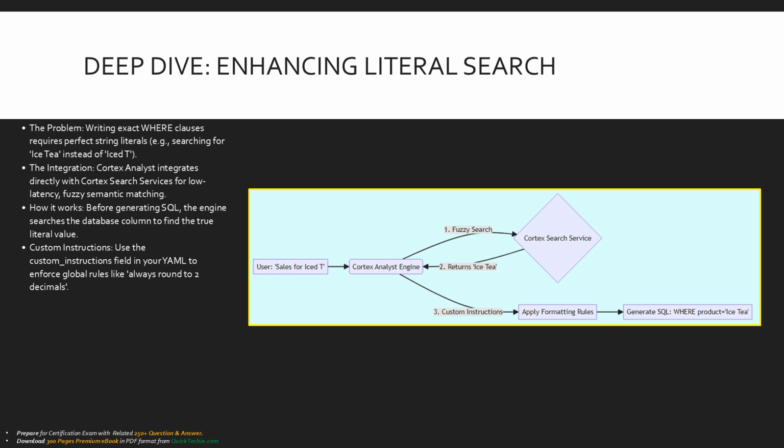This flowchart highlights the literal search integration. The user asks for sales for iced tea. The Cortex Analyst engine pauses and executes Step 1, a fuzzy search against the Cortex Search service. Step 2 returns the exact database literal. In Step 3, the engine applies any global formatting rules defined in your custom instructions. Finally, equipped with the exact string literal and the formatting rules, it generates a bulletproof SQL query containing where product equals that literal. This dramatically reduces user frustration with zero-result queries.